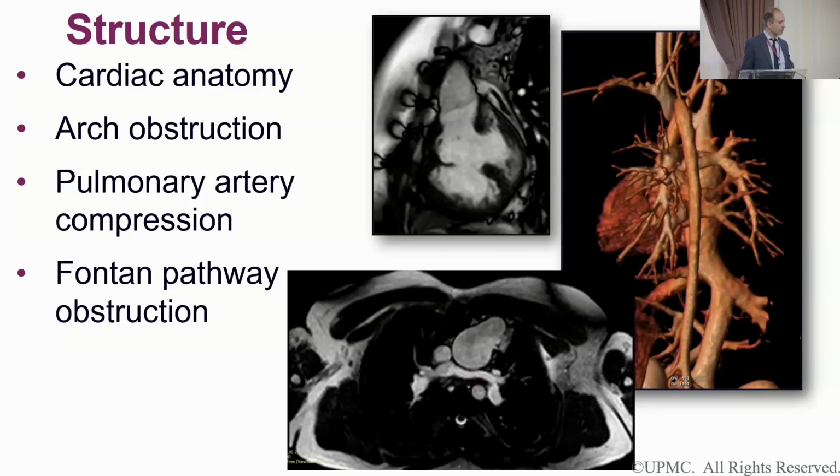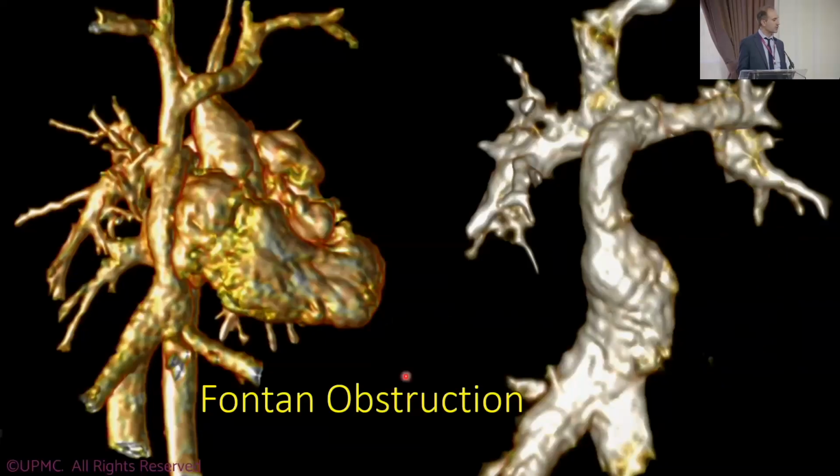And also we can look for Fontan pathway obstruction. So this is a nice 3D reconstruction with IV contrast. You can see that the inferior part of that Fontan conduit is narrowed with dilation of the IVC and the hepatic veins. And this is another patient, without contrast, and you can see that the conduit is probably diffusely small for this patient with severe dilation of the IVC and the hepatic veins as well.